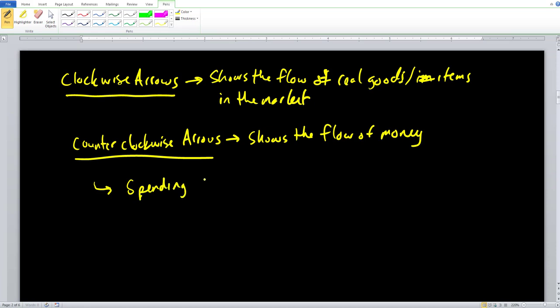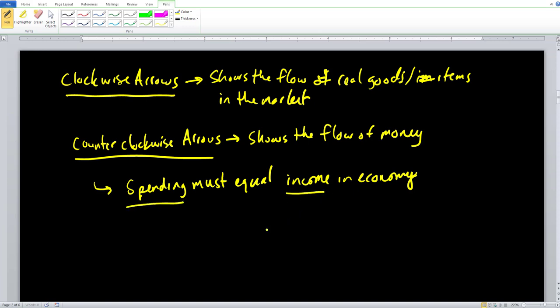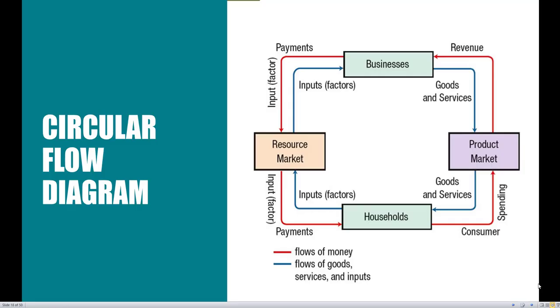So spending must equal income in the economy. It can't be less, it can't be greater, it has to be exactly equal to one another. So all of your income is going to have to be spent out, and all of your money that is spent out has to equal all of your income. And this is going to tell us why there's two different approaches to calculating GDP with this circular flow diagram. In the next video, we'll take a look at what GDP actually is, what it entails, and a few of the components that should be included within its calculation.